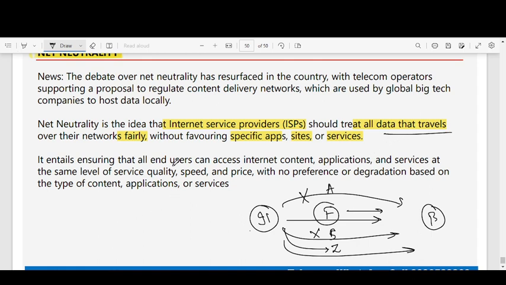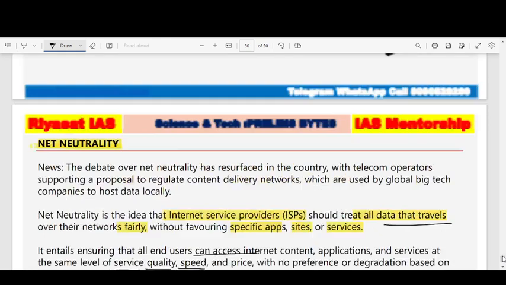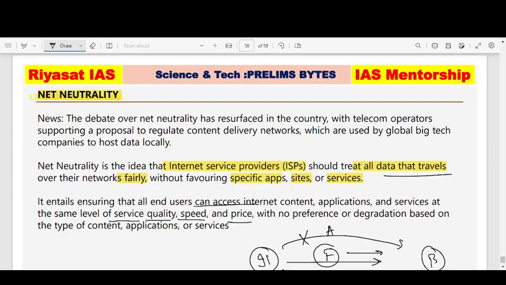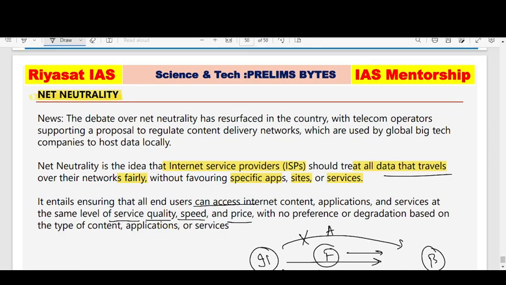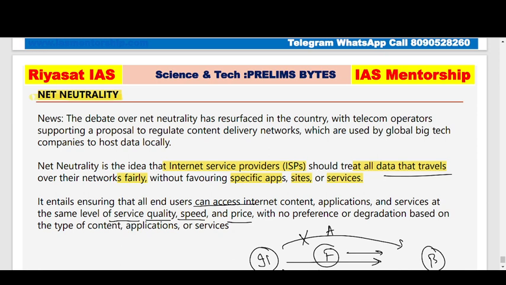Clear? So that the end user can access data, content, application at good service, quality, speed, and price. This is a concept you should understand basically. Nothing much bigger in this. This is not an application, this is not a technology, this is a concept that there should be equality of data in it. Clear? Okay. With this, we have completed our ICT parts of Science and Technology Prelims Bites.